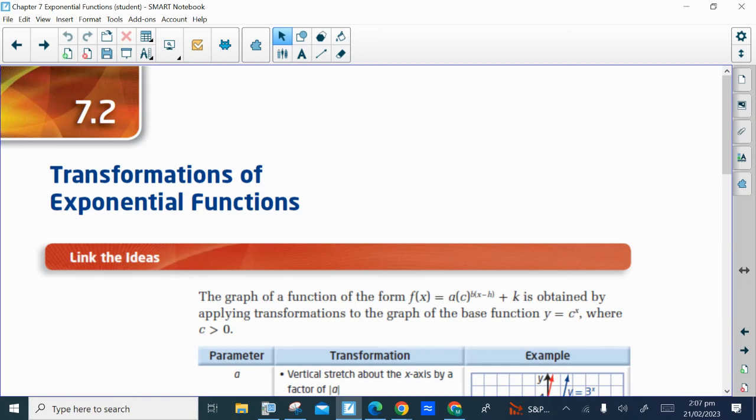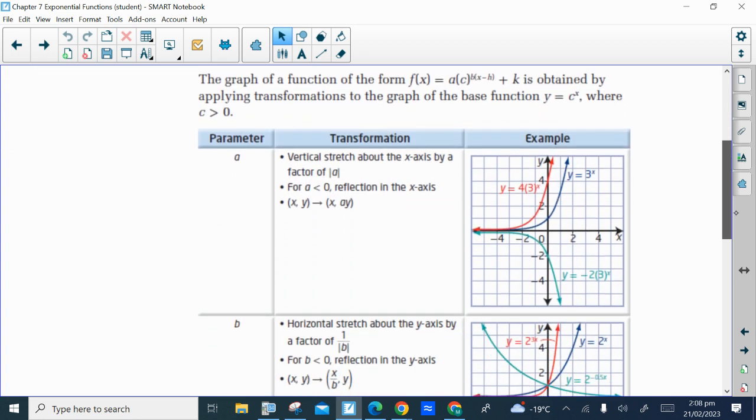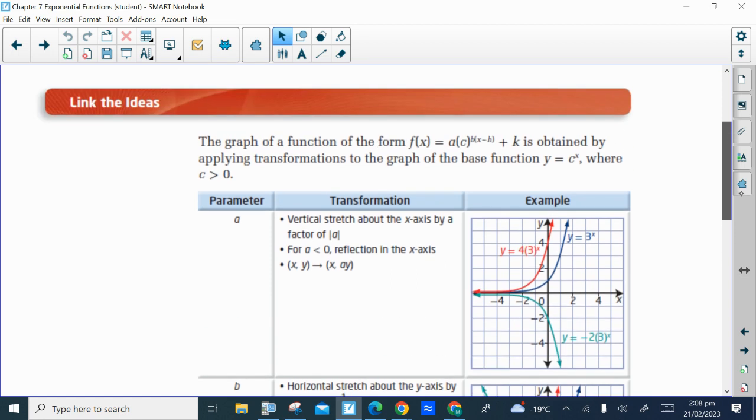All right, so 7.2. We're going to take what we learned back in basically almost every chapter so far, and we're going to do the same thing to the graphs of exponential functions. So remember, you've got your four parameters. Now remember, we're going to start with the base graph, in this case y equals c to the x, and then we're going to transform that.